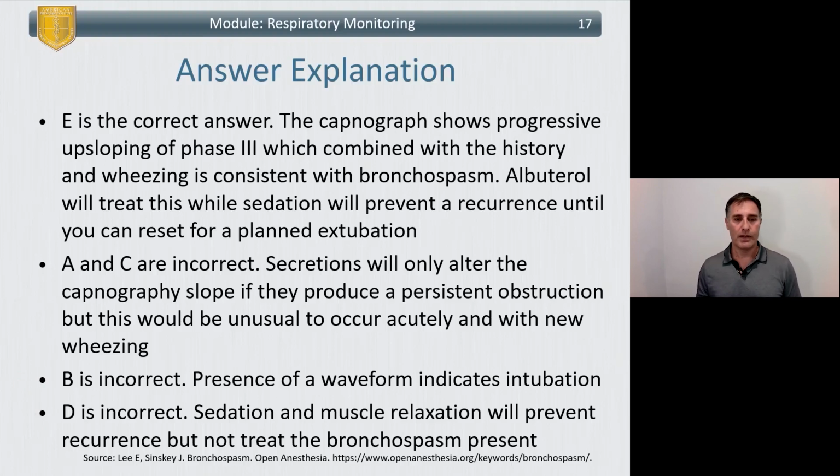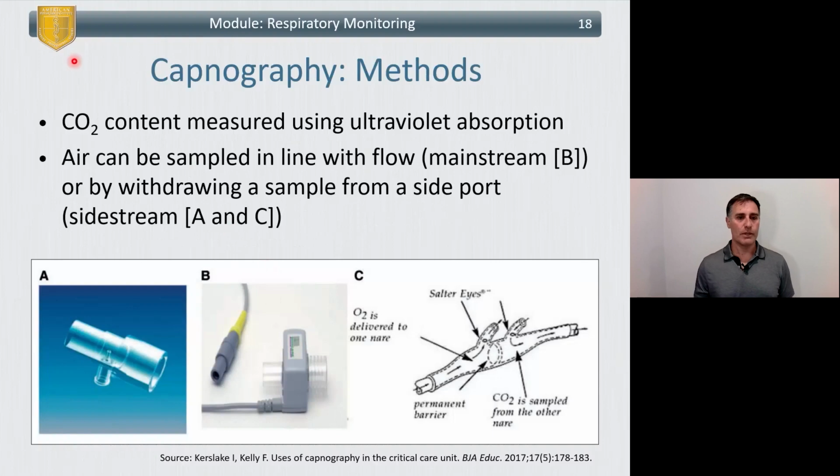So we're going to look at what capnography can do for you, but let's start with some of the methodology behind capnography. So capnography is basically measuring CO2 content, and that's done based on ultraviolet absorption. And you can do it one of two ways. You can either capture it directly as the air is moving through. So this is considered mainstream sampling.